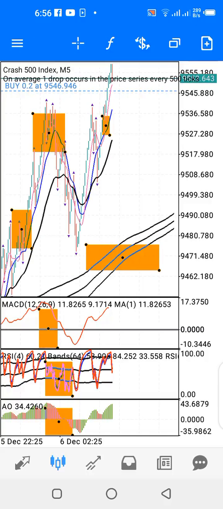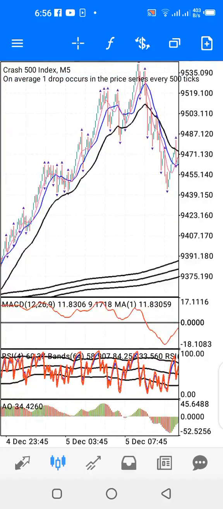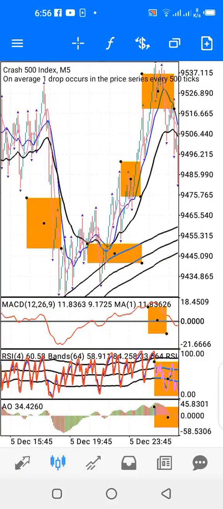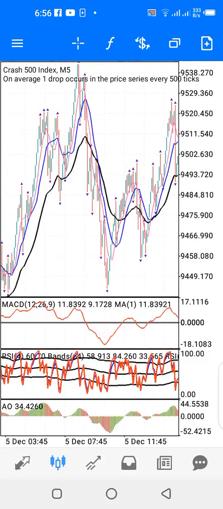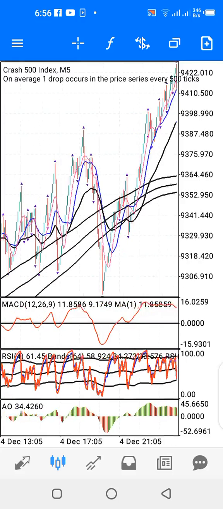So that's the way the strategy works. Backtest it, check what happened in the history before you go on demo. Try it out on demo. Does it work for you before you go live? Don't just go live on a new strategy. It is very, very important. All right, so that's that.